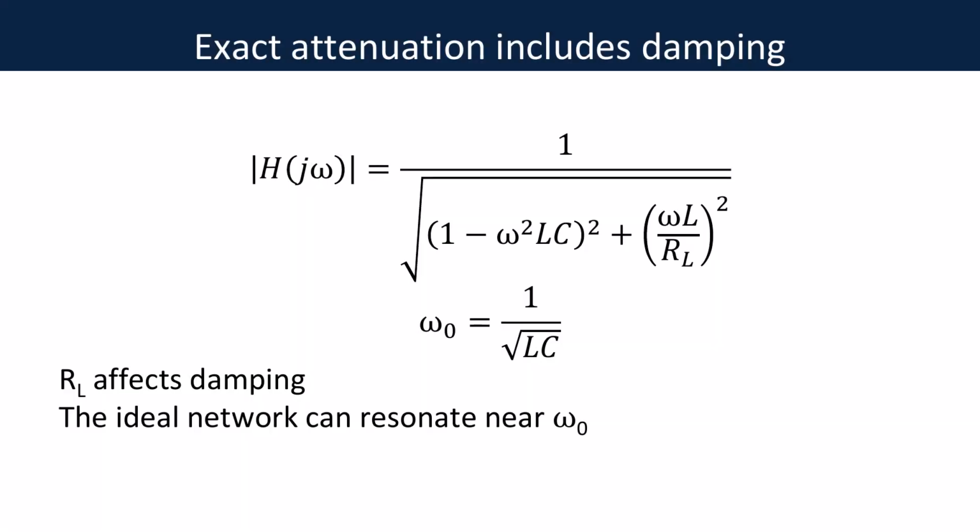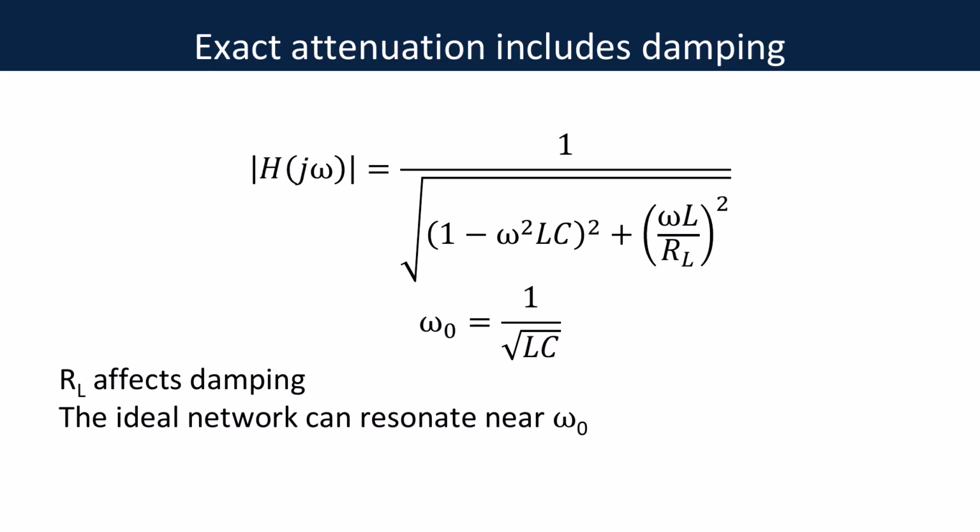Taking the magnitude of the complex transfer function gives the exact attenuation for this idealized loaded network. The first squared term describes the reactive frequency response, and the second squared term includes load damping. The ideal undamped resonance occurs at omega 0 equal to 1 divided by √LC. Near resonance, a lightly loaded LC network can amplify rather than attenuate a component.